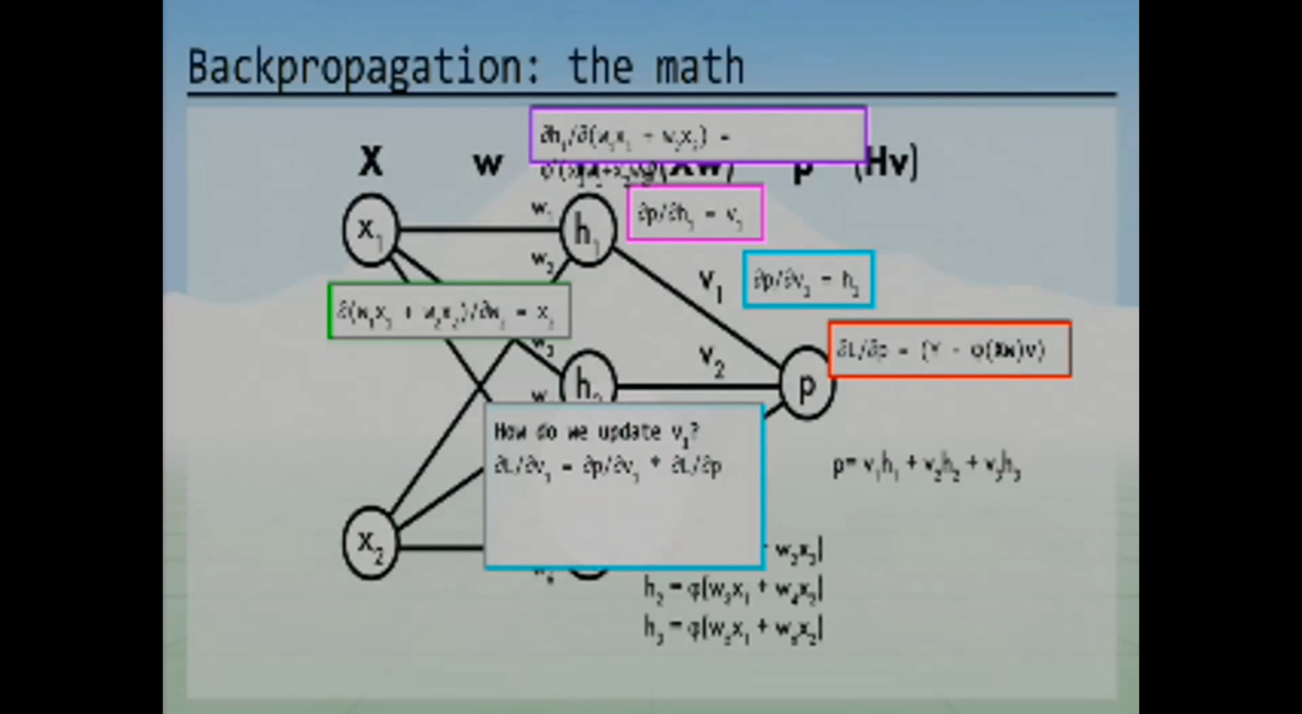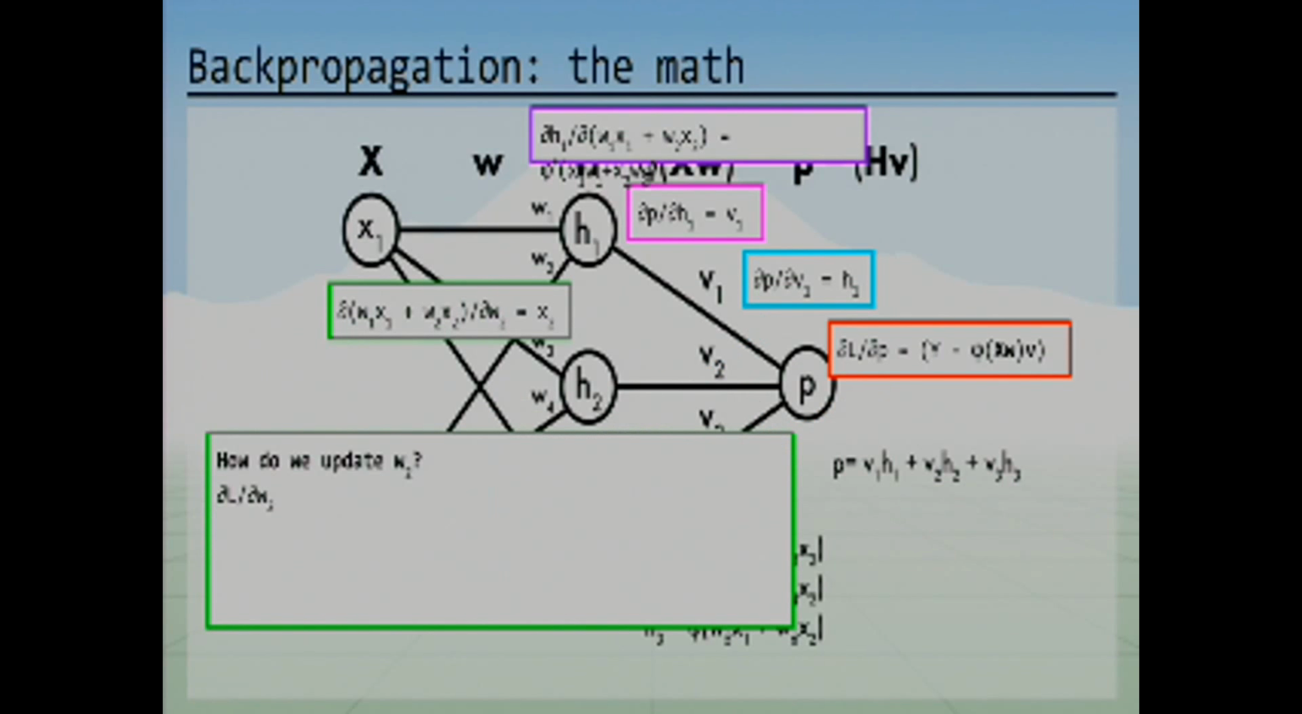And we already know these two terms, so dp dv1 is just going to be h1, and dl dp is going to be y minus our output, phi of xw times v. So we have our update rule, or our partial derivative for v1.